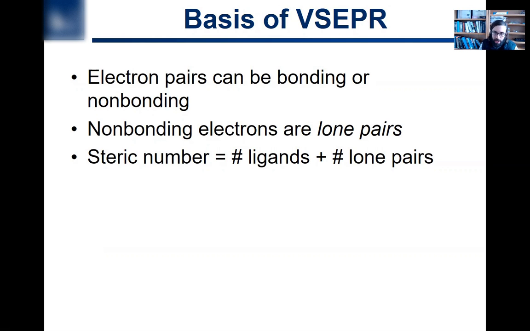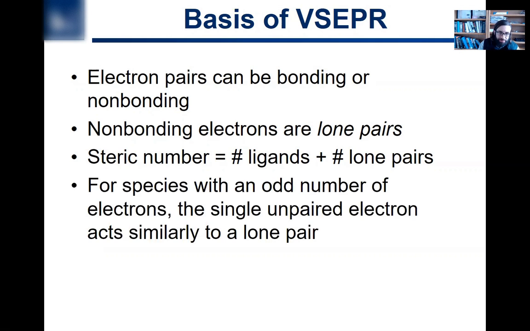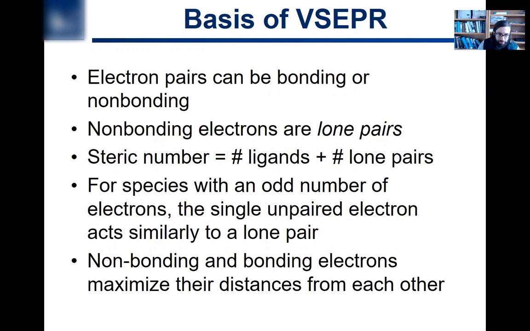But 2 single bonds would count as 2, or 2 double bonds would count as 2, or 1 double and 1 triple, or 2 single and 1 double, would count as 3 different bonding sites. And it's always to a central atom that we're talking about. So we'll talk about the VSEPR geometry around a central atom. If you do have an odd number of electrons in your species, we're going to treat the single unpaired electron in the same way, basically, as a lone pair.